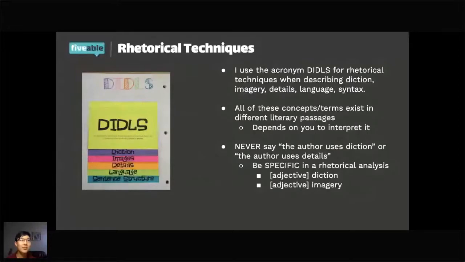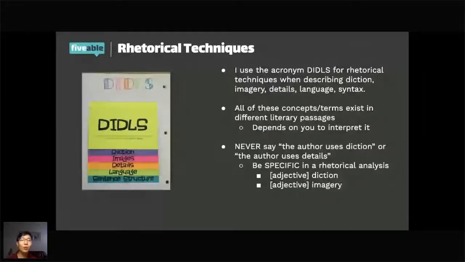Every passage will have some kind of language. It will have some kind of syntax or sentence structure. But what you have to do is add an adjective in front of it, or explain or elaborate. So syntax means, oh, they had a bunch of long sentences and suddenly they had a short sentence. That short sentence adds emphasis. That's an example of syntax and why that author used it, to create emphasis. And then you link to their purpose, essentially.